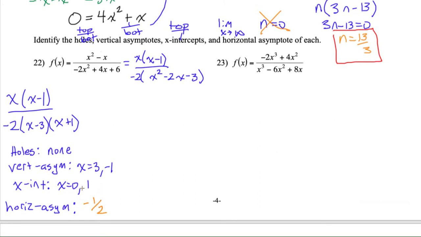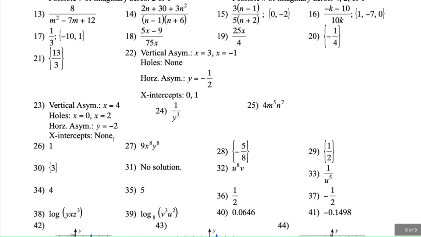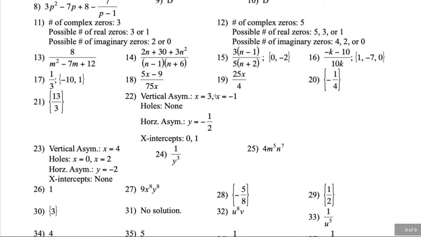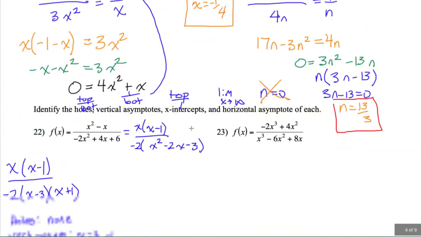So 3, negative 1, 0, 1. How well did we do here? 3, negative 1. There are no holes. Horizontal asymptote is at negative 1/2, 0, 1. Yeah, we got it all right, nice. They just did it a little bit out of order, which is kind of annoying.